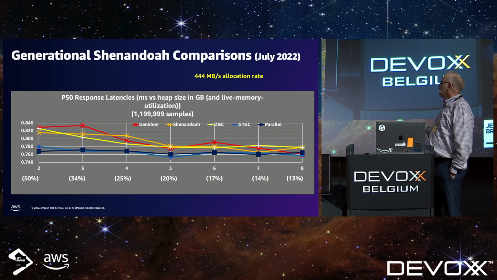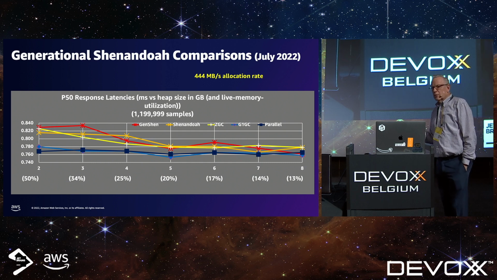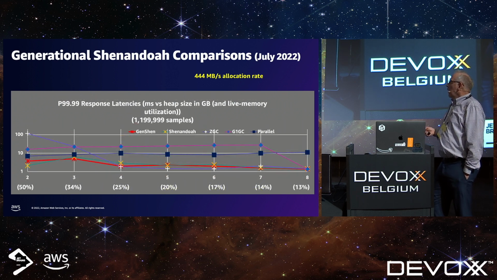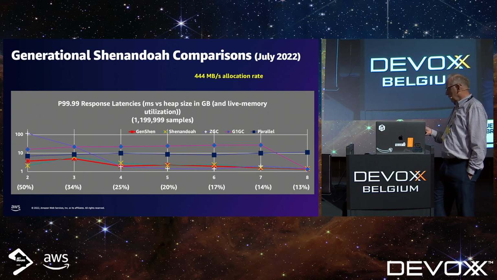P50 response latencies at a much higher allocation rate, 444 megabytes per second. So this is 8 times higher than the previous one. Generational Shenandoah is in the pack for the P50. At P49s, you begin to see the benefits and strengths of Generational Shenandoah. An interesting curve here for ZGC where it does really well, 25% to 14%, but not so well when we get to higher utilizations.